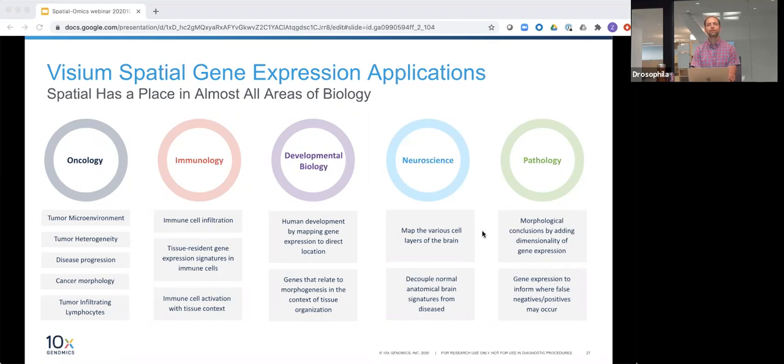But we also have a lot of application in immunology. You can look for immune cell infiltration. In developmental biology, you can look at embryo development really nicely on these slides as well. And finally, in pathology, you can just add significantly more data to your slide sections that you would have taken anyway. And so you can look at all gene expression rather than just some genes or a very, very small subset of genes that you look at using a FISH-based technology.